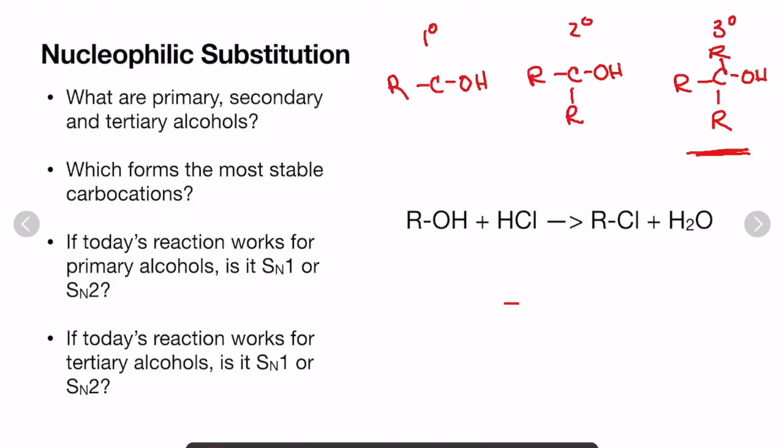Okay, on the other hand, if today's reaction works the best for tertiary alcohols, is it SN1 or SN2? As we just talked about, SN1 mechanism involves the formation of a carbocation, and tertiary alcohols form the most stable carbocation. So if today's reaction works the best for tertiary alcohols, it's got to be SN1.